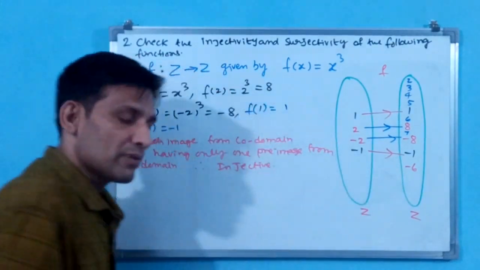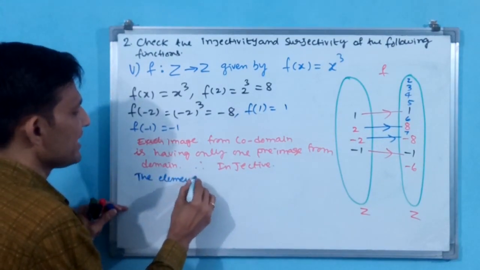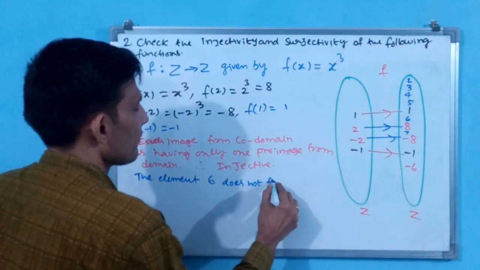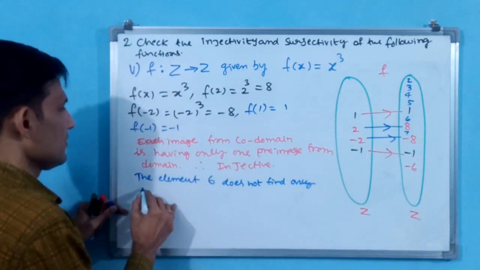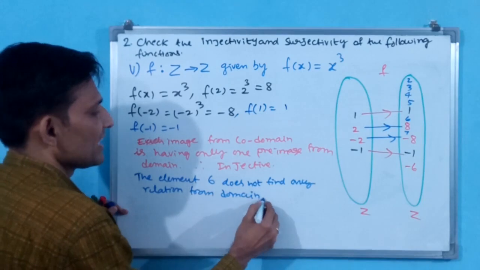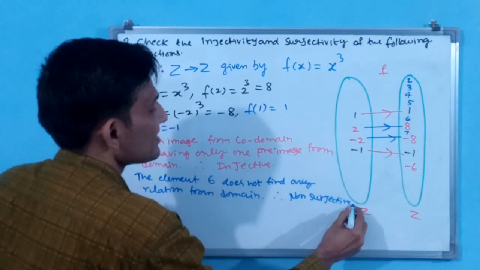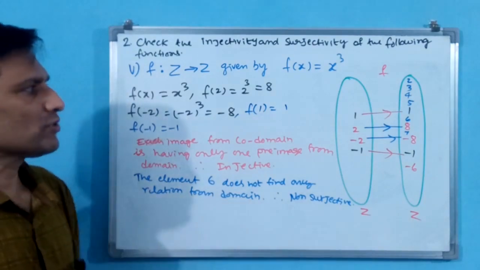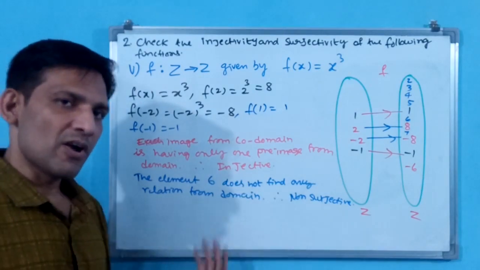Any one element you can give as an example also. You can give that 6 only. The element 6 does not find any relation from domain, therefore non-surjective. Now this function is injective but not surjective. Why? Because elements are left, meaning codomain and range are not equal.